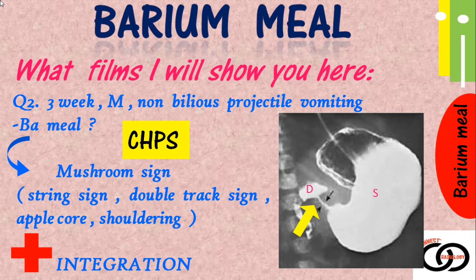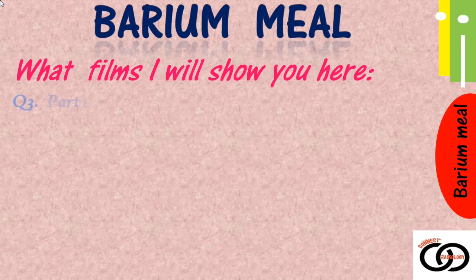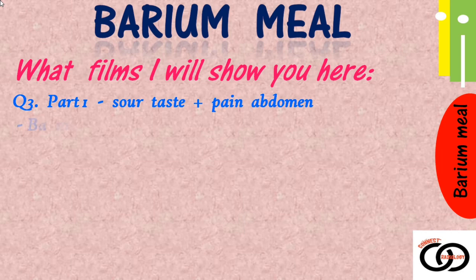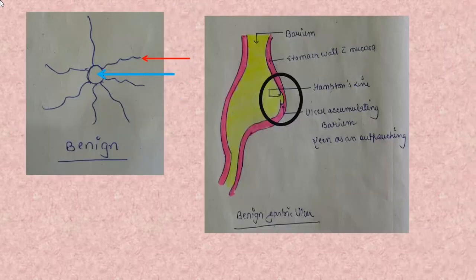Okay, now the third case for today. The question says a 35-year male presented with history of sour taste in mouth and pain abdomen after taking food. We did his barium meal and what we will see. Okay, let's see the handwritten depiction first. Okay, so the first picture, see, blue arrow is the mucosal defect, that is ulcer, where barium accumulates and appears white. And the red arrow, these are the gastric rugal folds. Can you appreciate that these folds are radiating from the ulcer margin? That is no gap between the ulcer margin and the folds beginning.